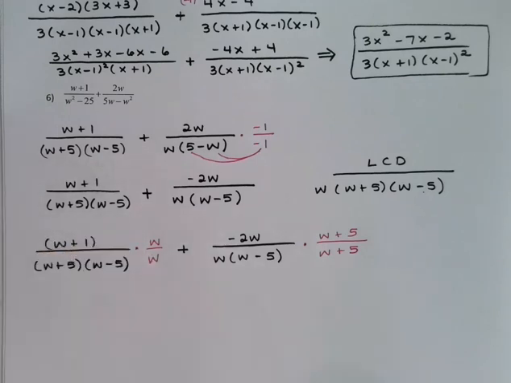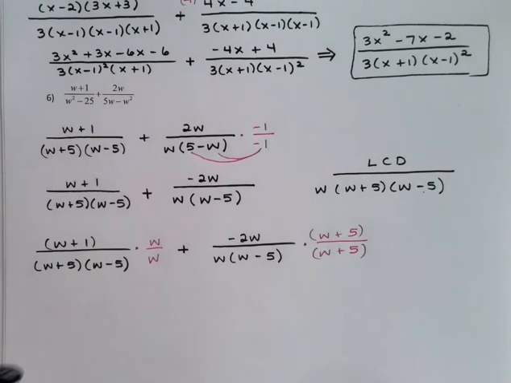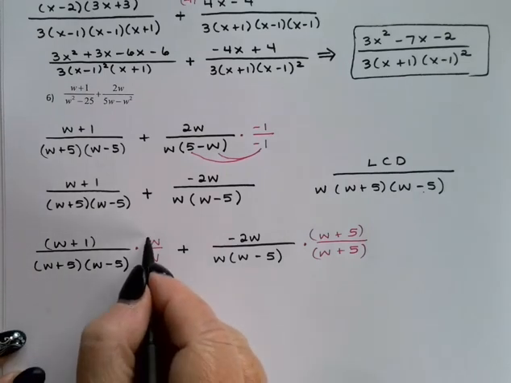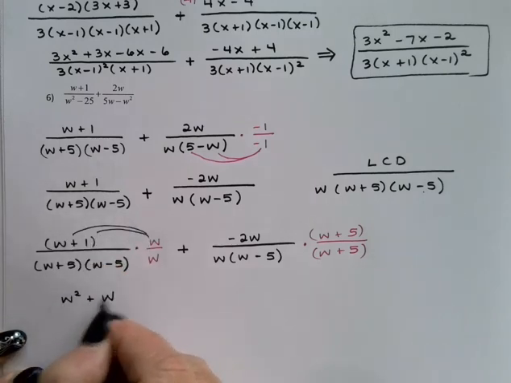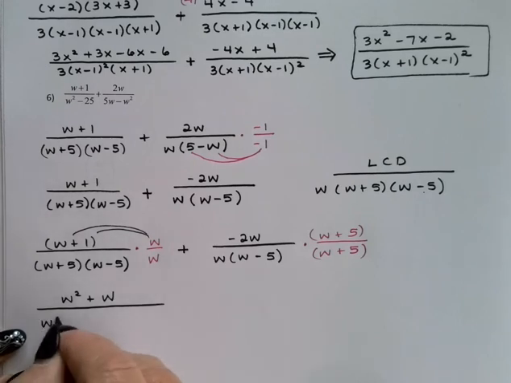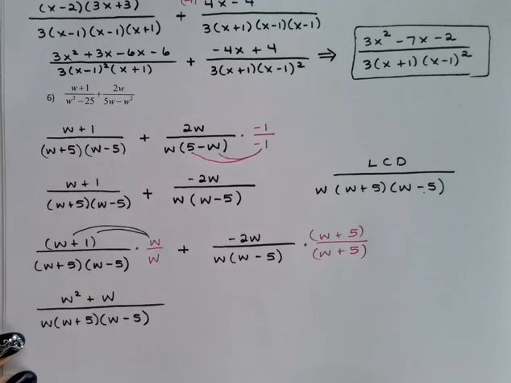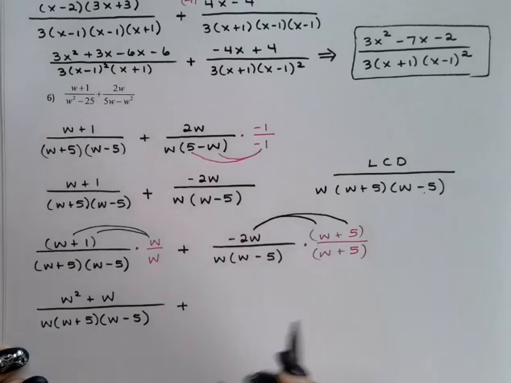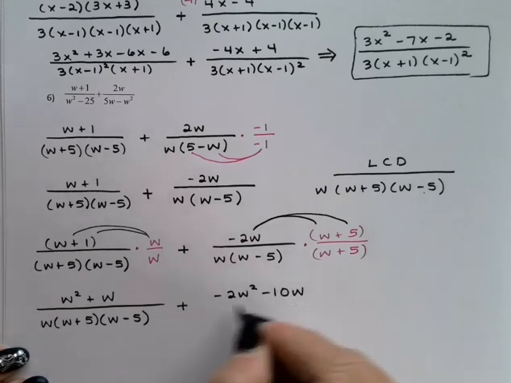I'm going to go ahead and put in a few parentheses here for clarity. So in my first fraction, when I distribute this w, I'll get w squared plus w over the common denominator. Again, it doesn't matter what order I write the factors, I just chose to put the w out in front. And here I'm going to distribute the negative 2w. So negative 2w squared minus 10w.